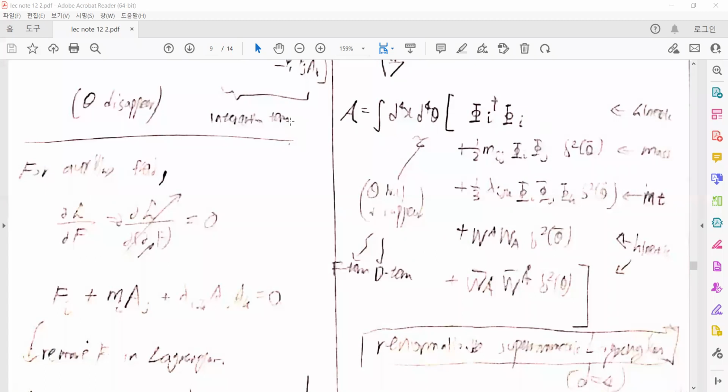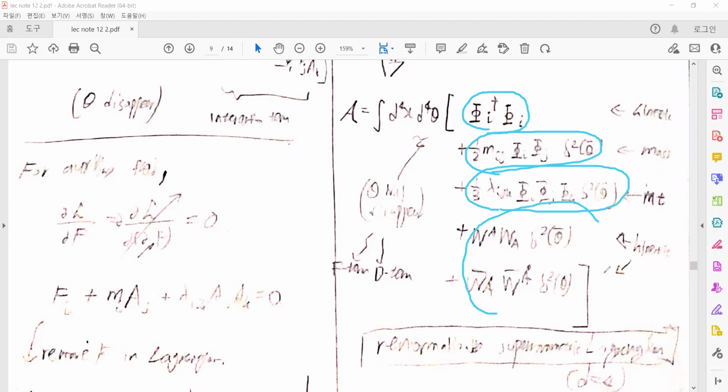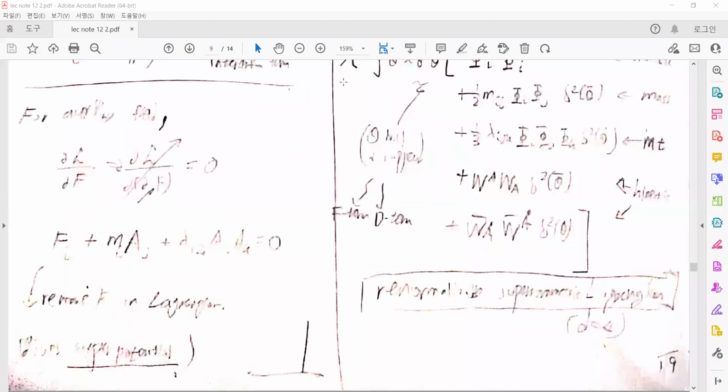So in general, we can write the renormalizable supersymmetric Lagrangian with chiral and vector superfields. There is the kinetic term for the chiral superfields, the mass terms for the chiral superfields, some interaction terms, self-interactions of chiral superfields, and the kinetic terms of the vector superfield. And I think that's enough for the story of constructing supersymmetric Lagrangians.